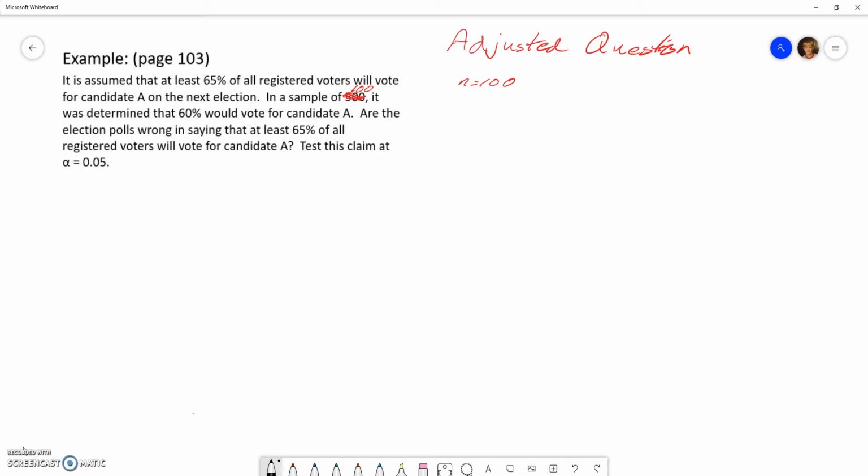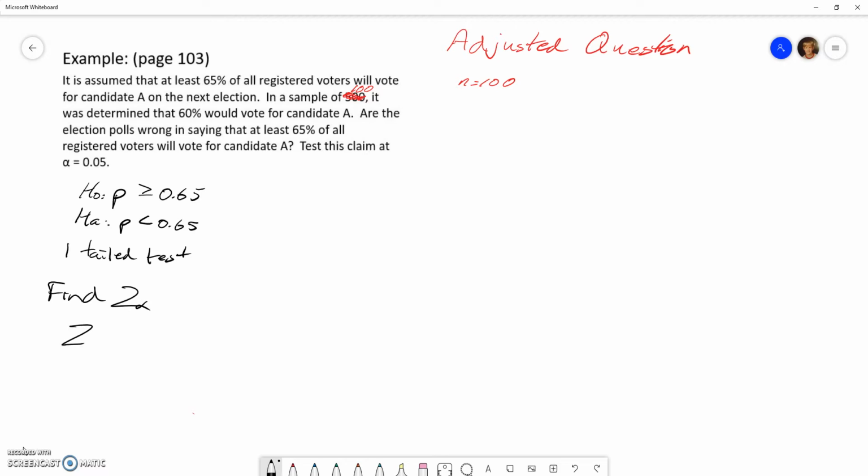Okay, we know that the null hypothesis is the same, at least 65%. We're testing the opposite, that it's less than 65%. We know that's a one-tail test. We're finding the critical value. It's a Z value. Critical value doesn't change. It's still negative 1.64 because Z is not based on sample size.